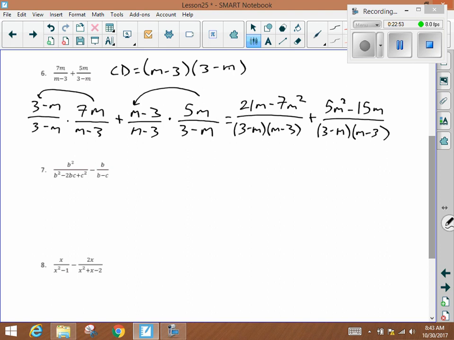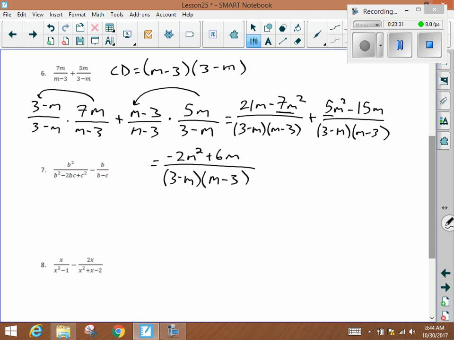And now we could put it all together. We could go ahead and combine like terms at the same time, because I'm running out of room over here. Okay. So negative 7m squared plus 5m squared is going to be negative 2m squared. I'll add these two, the 21m and the negative 15m, and I'll get 6m. All divided by 3 minus m times m minus 3.